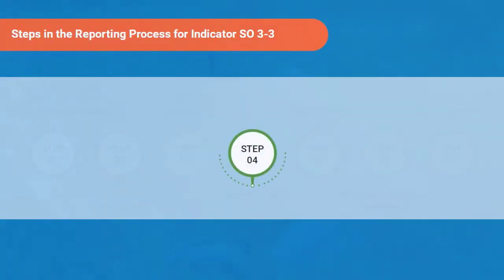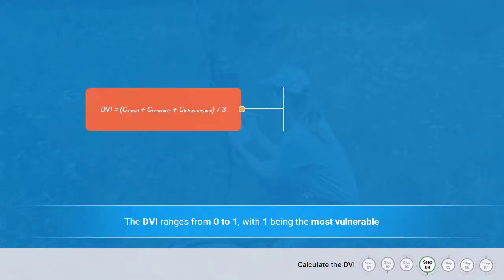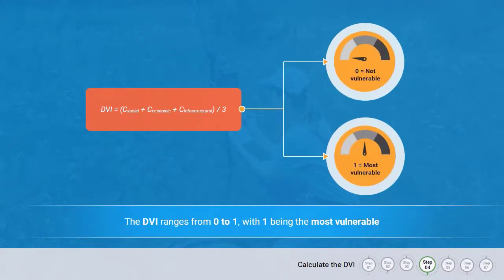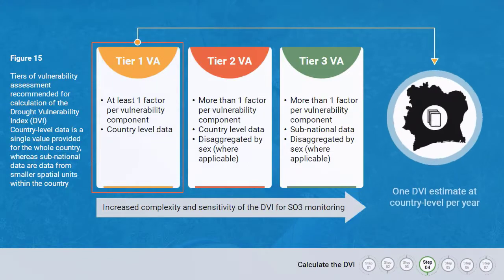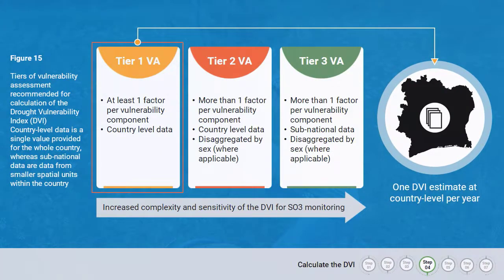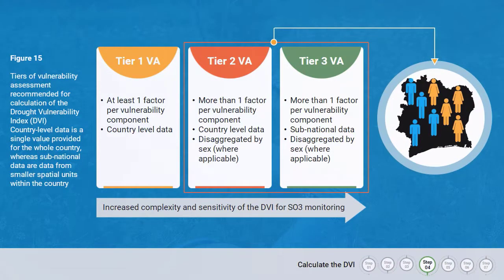The fourth step in the reporting process is calculating the DVI. The DVI is calculated as the mean value of the three components per subnational unit or nationally, depending on the tier level adopted. The DVI ranges from 0 to 1, with 1 being the most vulnerable. A Tier 1 VA would result in 1 DVI estimate at country level per year. For Tier 2 and 3 VAs, where sex disaggregated factors are used, sex-specific DVIs should also be calculated.